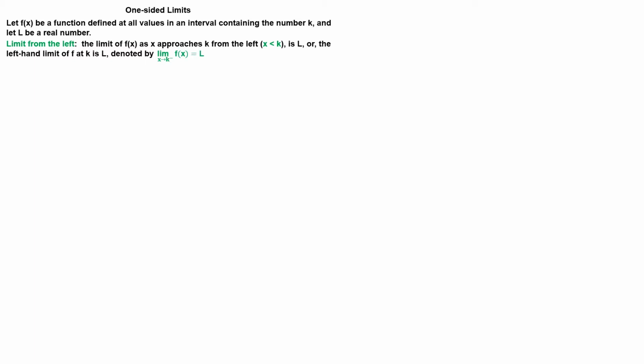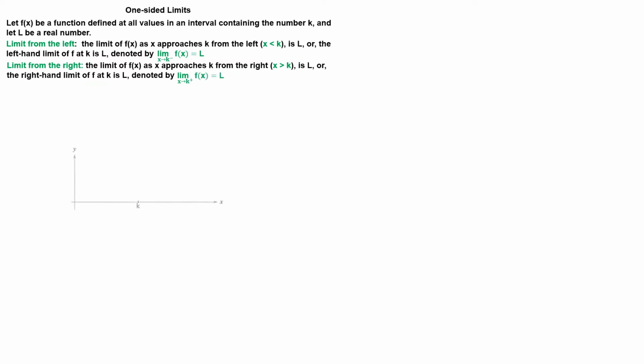Similarly, we define the limit from the right. The limit of f of x as x approaches k from the right, x greater than k, is L, or the right-hand limit of f at k is L, denoted by the limit of f of x as x approaches k from the right is L. Look at the graph. The limit from the right means that x approaches k from values greater than k, and the limit from the left means that x approaches k from values less than k.